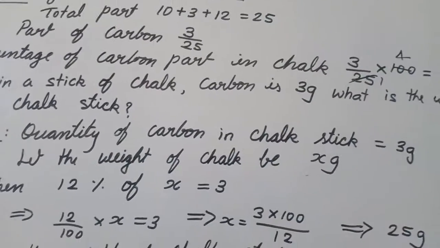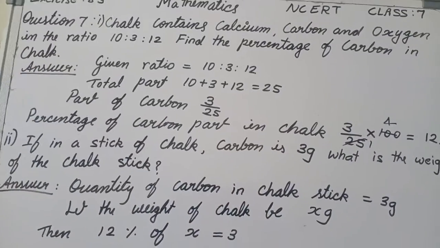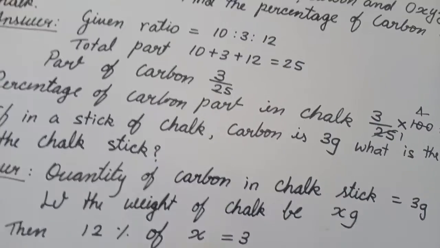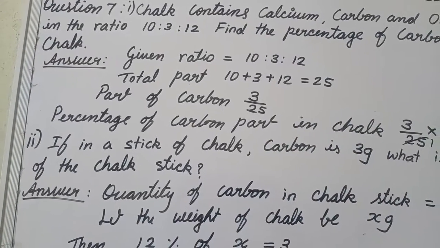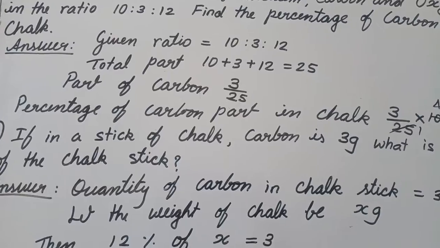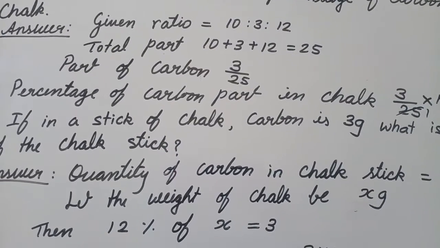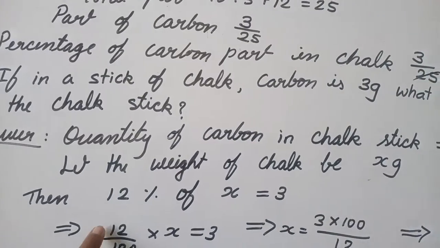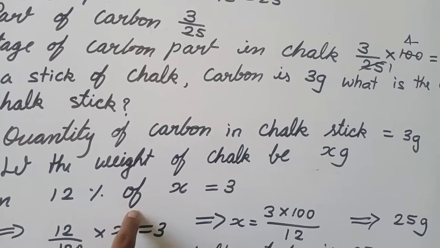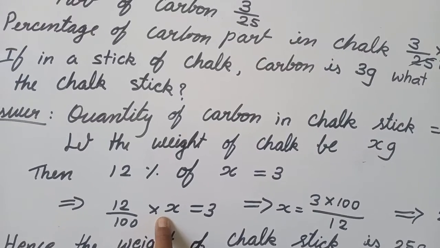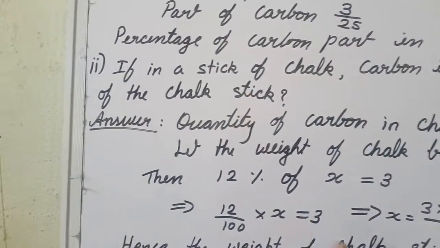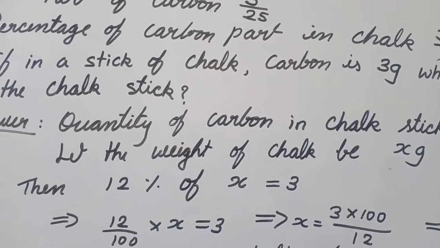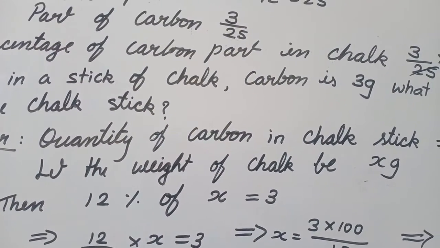Already we know that the percentage we have found is 12. 12% of chalk, chalk weight is x, we don't know, is equal to 3 gram. So now if we write this, it is easy to calculate. 12%, that is 12 upon 100, and the word of indicates multiplication, so 12 upon 100 times x is equal to 3. Now let us continue to solve and find the value of x.